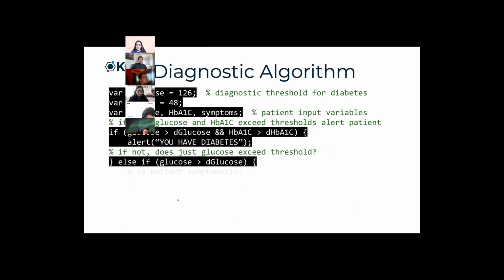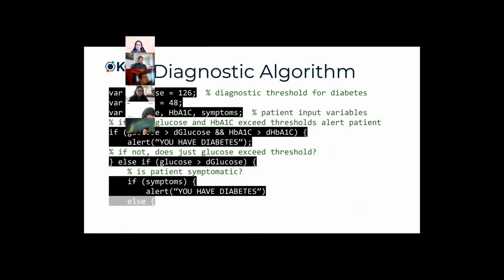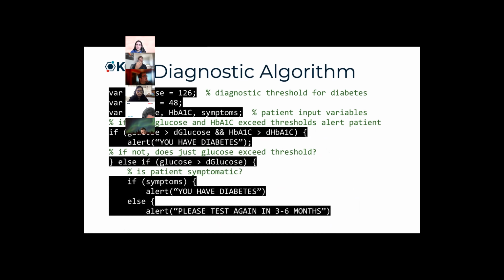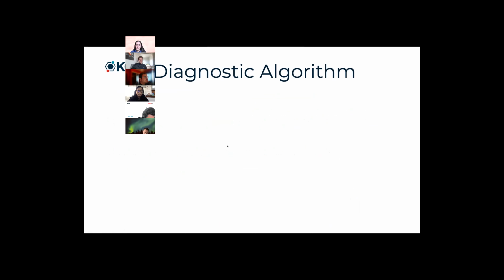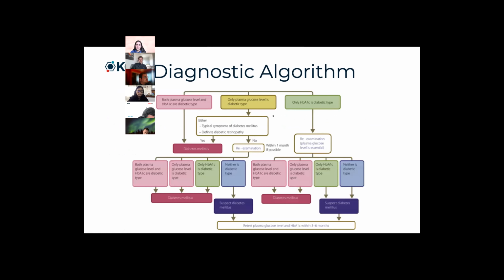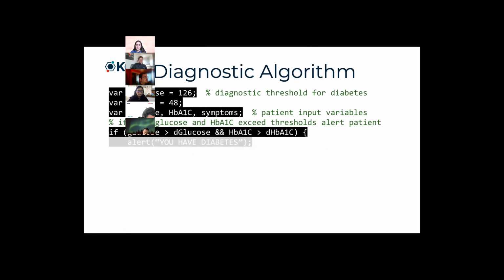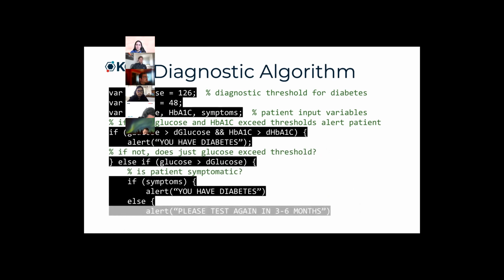Okay, so going back. Now, maybe they don't have symptoms, then you can send an alert. So they have high glucose, but no symptoms. Well, please test again in 3 to 6 months. So this is an example of how you might turn the physician's algorithm that they have in their head into something that you can put into software. Any questions about how that might work?